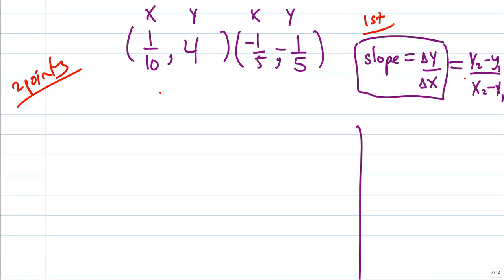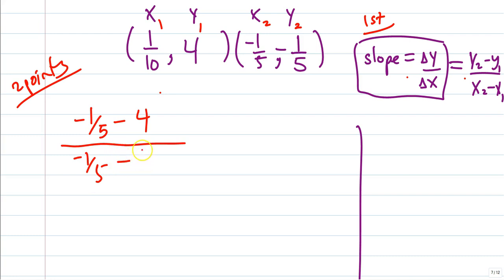We need a slope. Change in y over change in x. y2 minus y1 over x2 minus x1. y2 minus y1, that would be negative 1/5 minus 4, over x2 minus x1, negative 1/5 minus 1/10. Giving these a common denominator, I think I have negative 21/5 over, giving these a common denominator, negative 3/10.